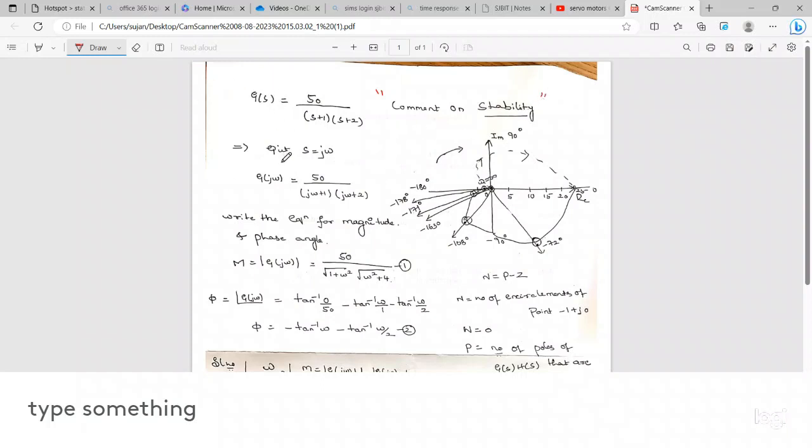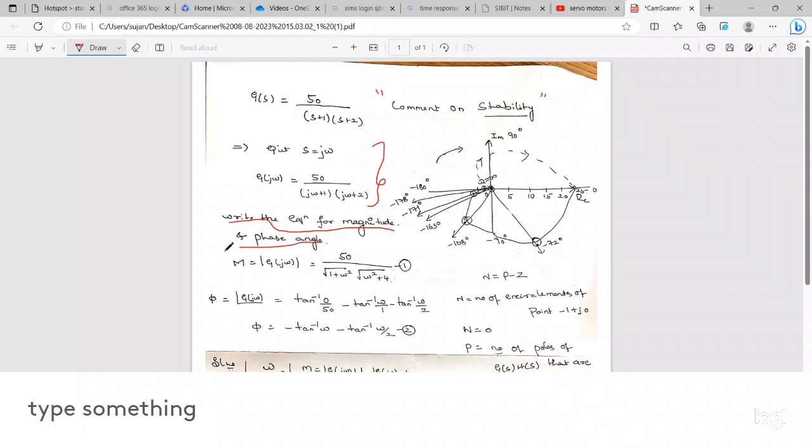First step you need to do is put s equal to j omega. Wherever the s is there, you need to put j omega. So this is the step we need to follow. So G of j omega is equal to 50 divided by (j omega plus 1) into (j omega plus 2). Instead of s, we put j omega. Next step we need to follow is to write the equations for the magnitude and phase plot.